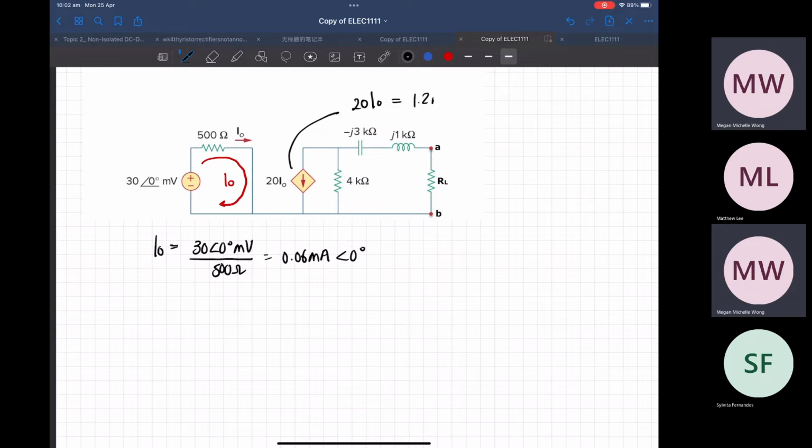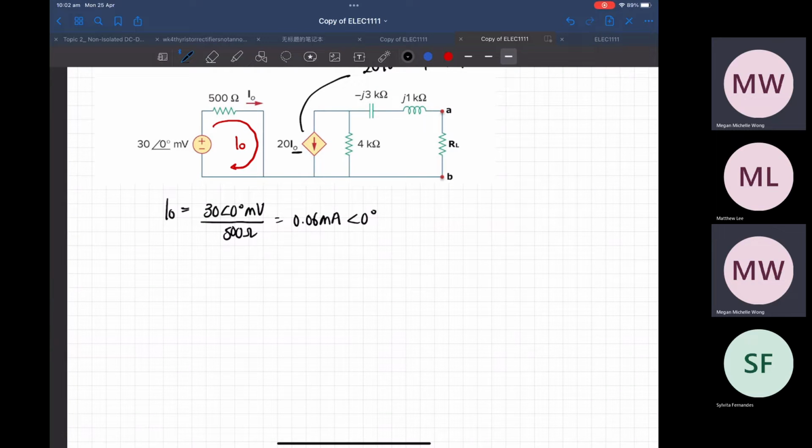Oh, okay, 1.2 milliamps. So it means that this dependent source will actually become an independent source, that you can treat as an independent source, because you already have a constant value of I naught. So every time you multiply it by 20, it's going to be the same. So in this case, to find R Thevenin, you don't need to connect the independent 1 volt or 1 amp. You can just treat it as an independent source.